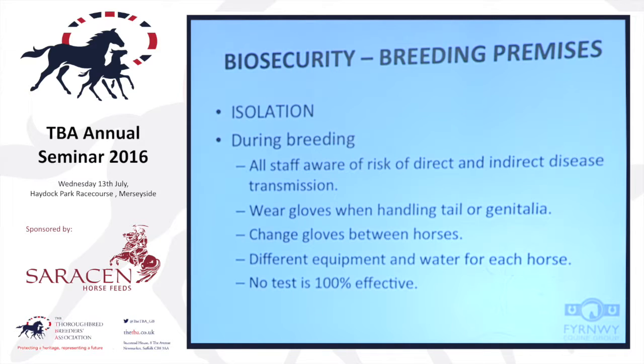During breeding, just make sure everyone's aware of the risk of direct and indirect disease transmission. Wear gloves when handling tail or genitalia. This is all stuff people are going to be very used to. Remember to change the gloves between the horses and use different equipment and water for each horse. Just because these horses have been tested beforehand and come back as negative doesn't mean that there isn't the odd one that will slip through the net. And this is your next step in terms of controlling it and preventing the onward spread. So all these things are very important.